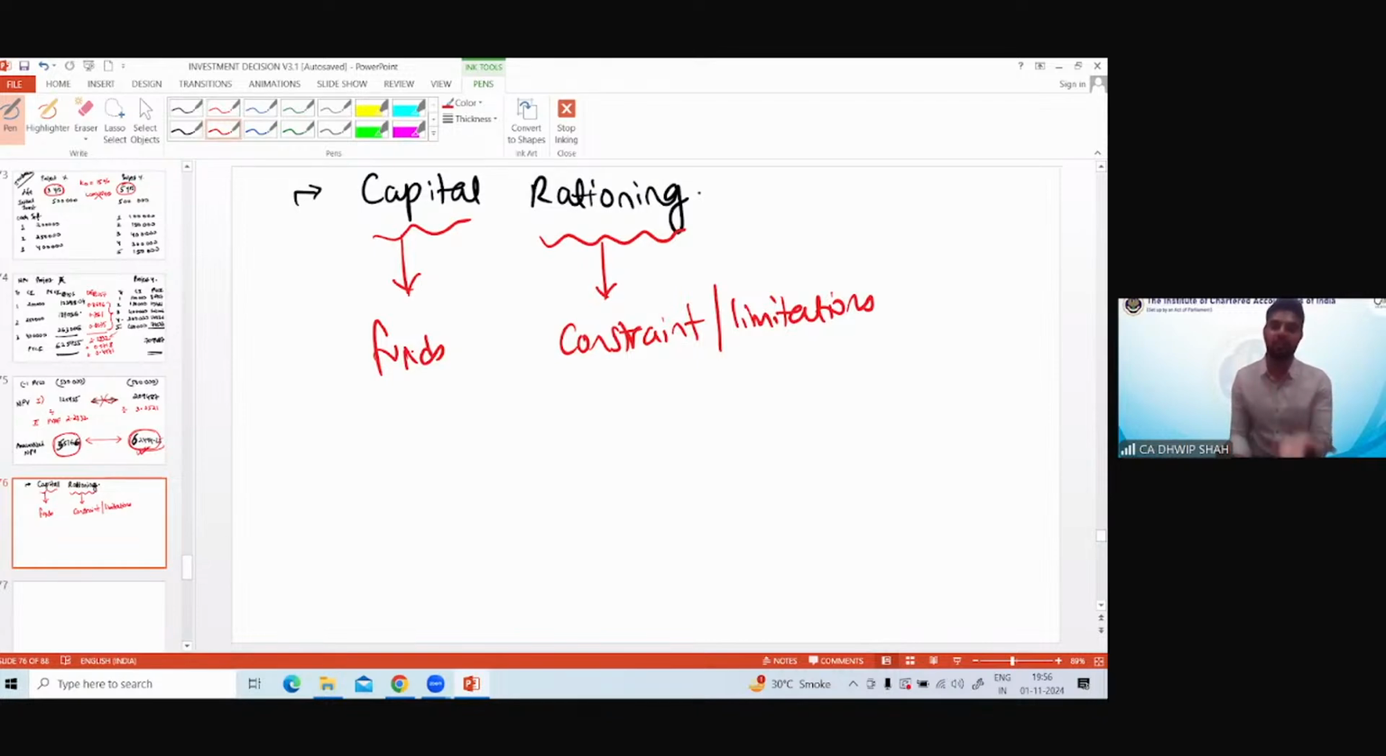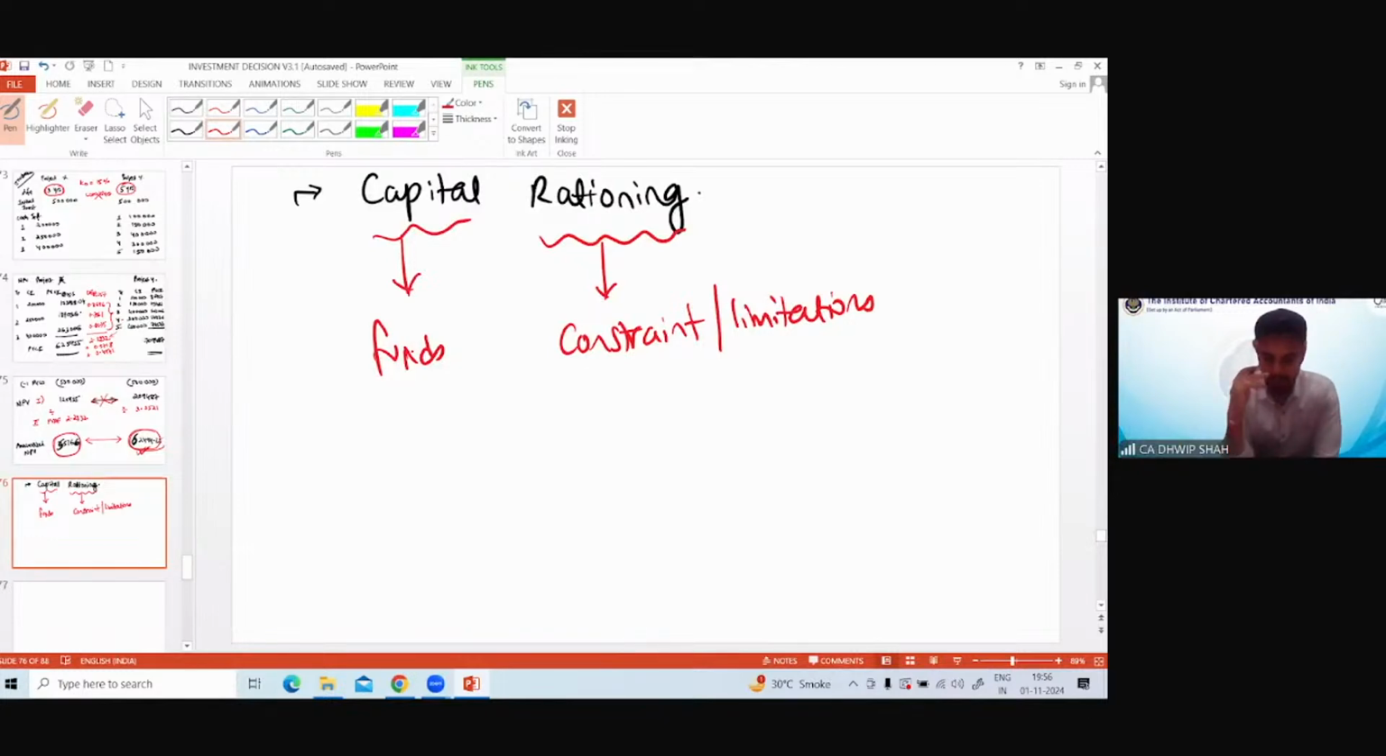But there are fund restrictions. The company does not have money to invest in all the projects. Understood? So under such a situation, how should we make the decision? What should be the selection process? Which projects are to be selected and which projects are to be ignored? That we will learn now. Are you understanding the concept?